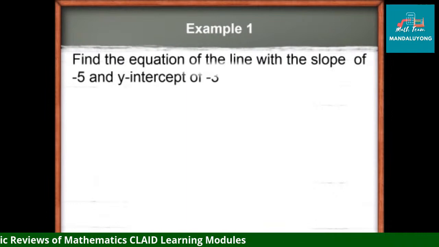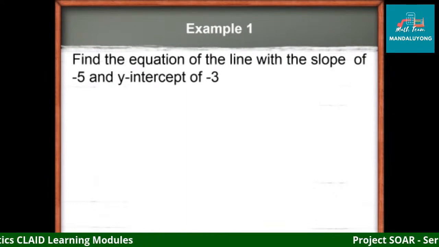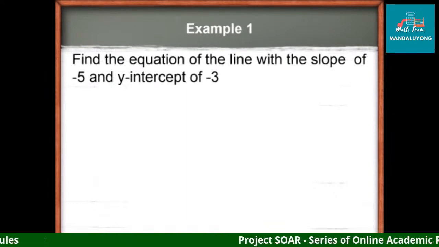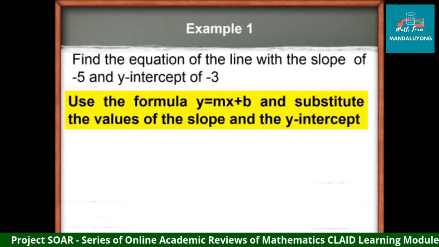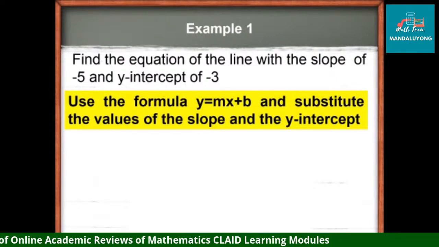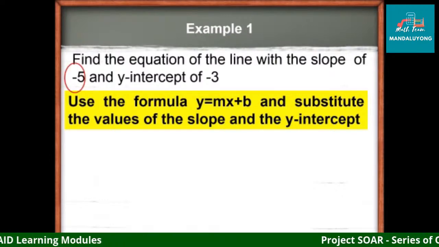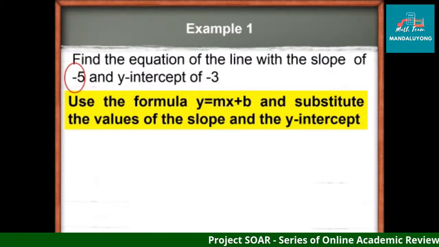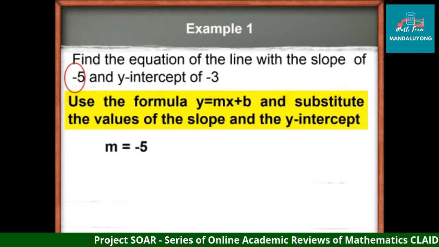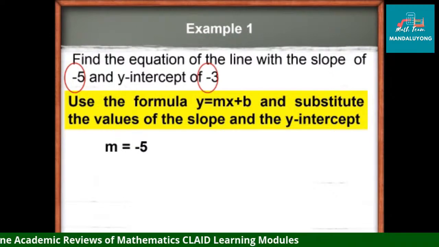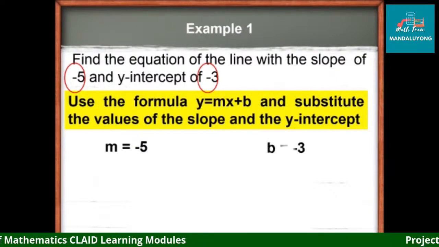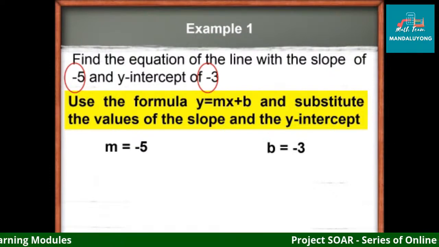Let's start with example number 1. Find the equation of the line with the slope of negative 5 and y-intercept of negative 3. Just use the formula y equals mx plus b and substitute the values of the slope and the y-intercept. Our slope in this particular case is negative 5. So m equals negative 5. Our y-intercept is negative 3. So b is equal to negative 3.